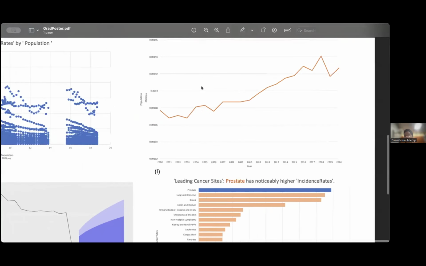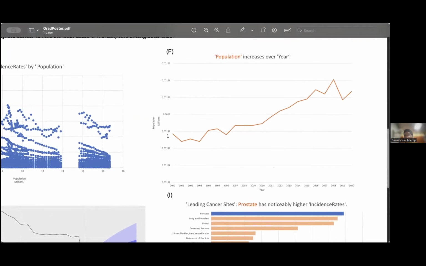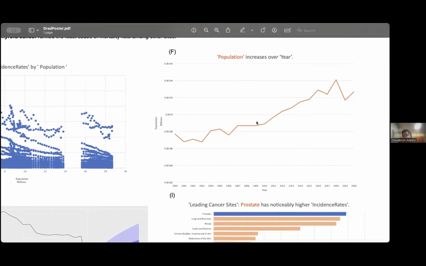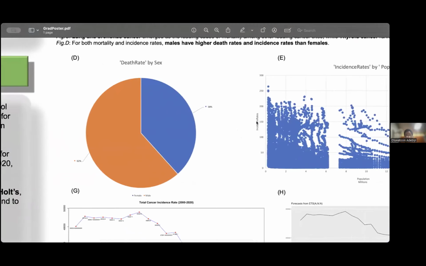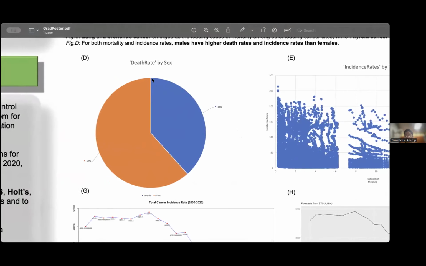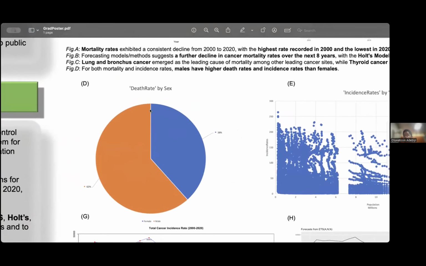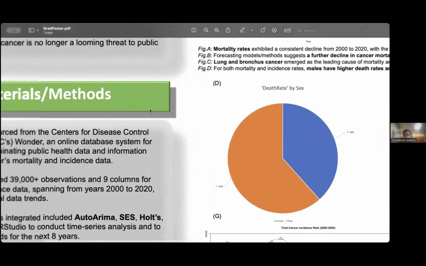So these are further pictures. You can see that population was increasing. There was a decrease in mortality. And also here as well, based on what I was able to find, for both mortality and incidence rates, the men contributed the highest, as the gender carrying the burden of death rate and incidence rate.